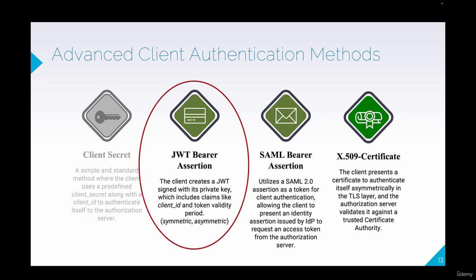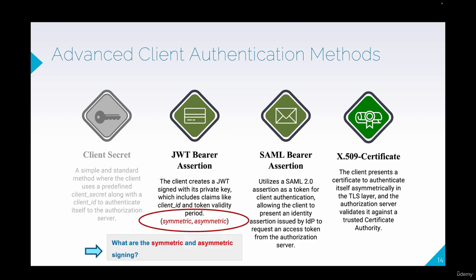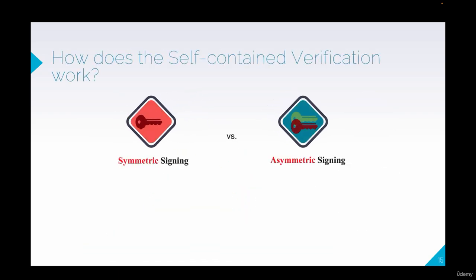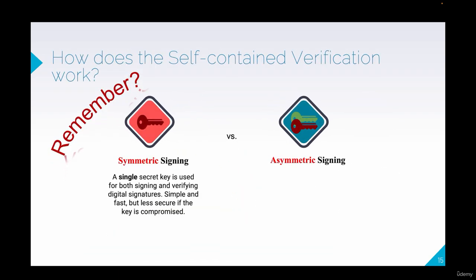Now, let's explore how the client credentials flow functions when using the JWT bearer assertion client authentication method. Remember that this method can involve either symmetric or asymmetric signing. Symmetric signing relies on a single shared secret key for both signing and verification. It's simple and fast, but carries greater risk if the shared secret is compromised.